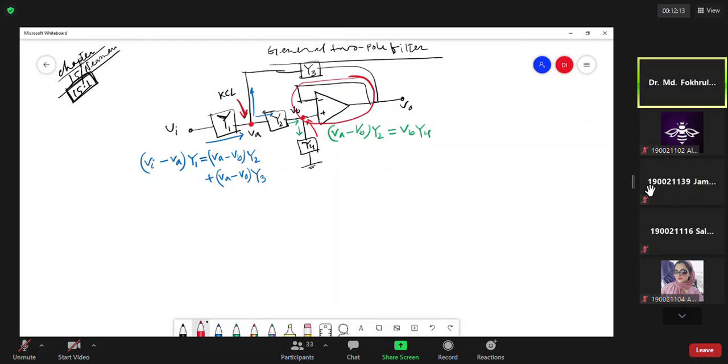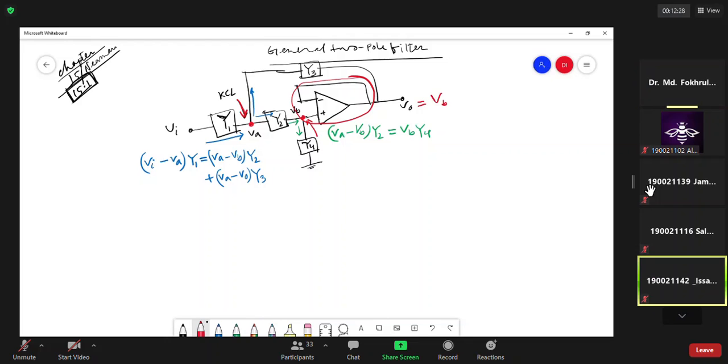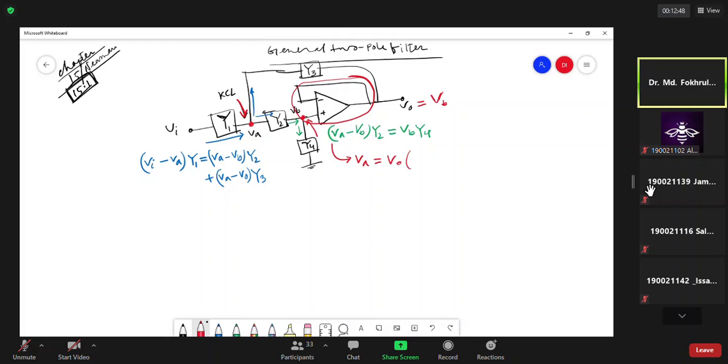Yes, buffer. So from the voltage follower characteristics, V naught equals VB. So if we put V naught equals VB, then we can find VA. VA equals V naught times (Y2 plus Y4) divided by Y2.